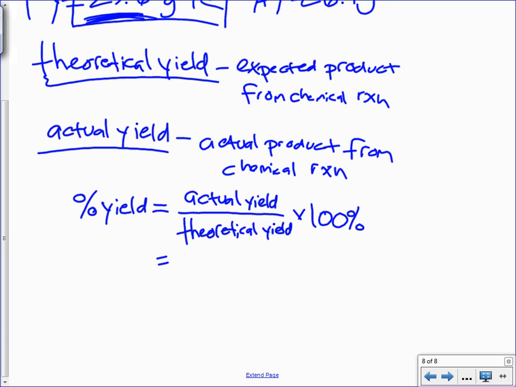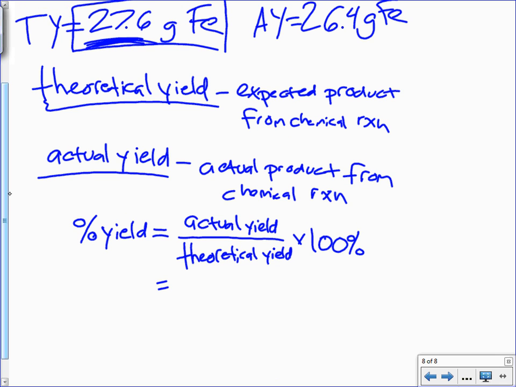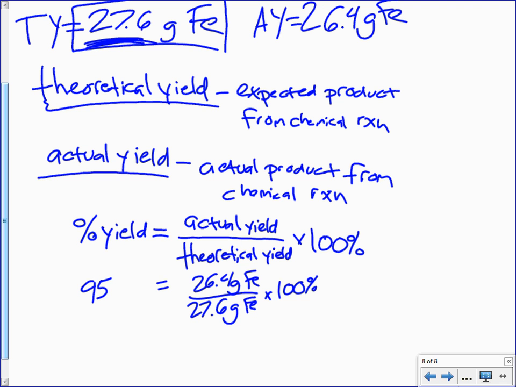Well, let's try the math. So what did I say, 26.4 grams? Okay, 26.4 grams of iron divided by 27.6 grams of iron, times 100%. Okay, so let me punch that in a calculator. 26.4 divided by 27.6, times 100, and we get 95.7%. So there's our percent yield for that particular reaction.